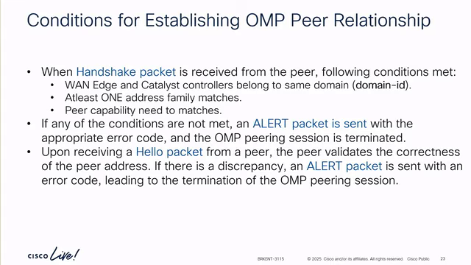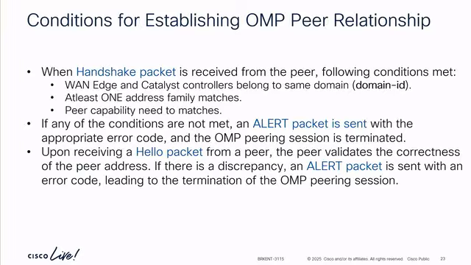We exchanged the handshake packet, right? But there are some conditions that need to be met so that the OMP peering comes up. One is that the domain ID needs to match, and by default in the SD-WAN fabric, the domain ID is always 1. Then at least one address family that the peer supports needs to match, and the capabilities mentioned in the handshake packet need to match. If these conditions are met, then the peering will come up, and they will start exchanging messages.